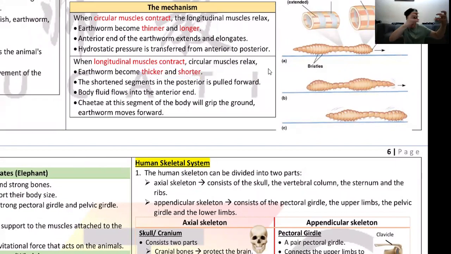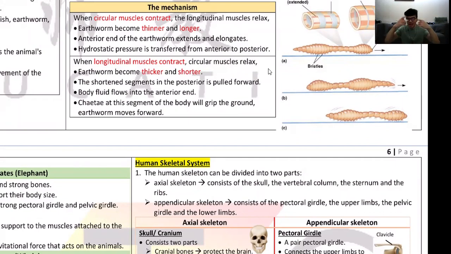So thin, long, go forward. Thick, short, pull the behind forward. Again, thin and long, front part goes forward. Thick and short, back part goes forward. So you see, the muscles work in opposite ways.